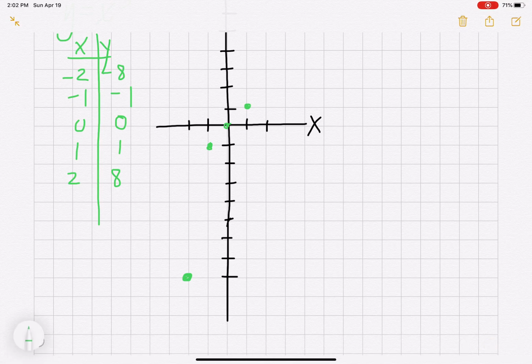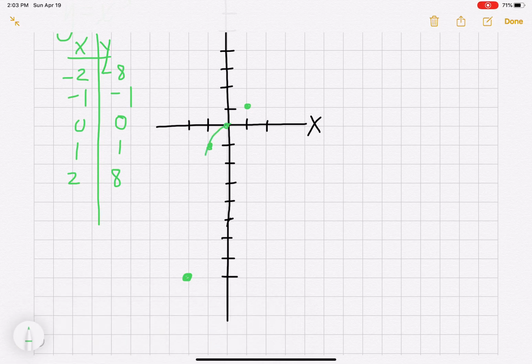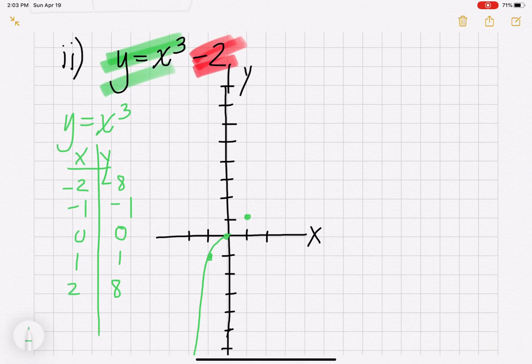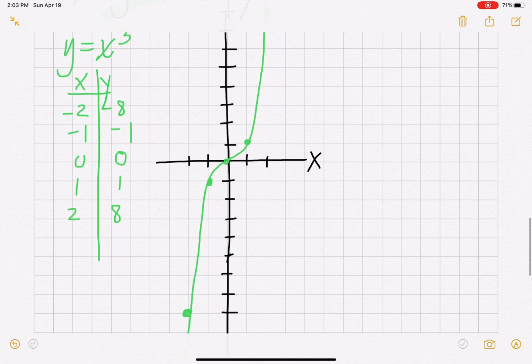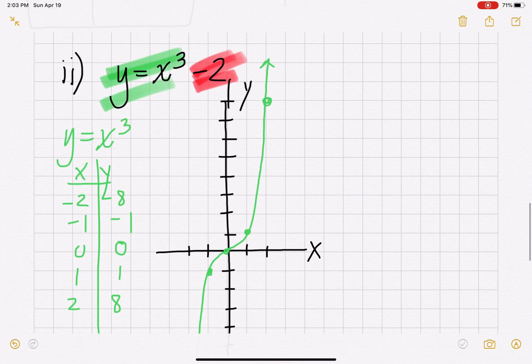Before I put 2, 8, I want to make sure I connect these. That's not too straight, is it? Let me try to make this a little more. Hard to do it with this setup. Let's see. There we go. And then 2, 8. There it is. That's y equals x cubed.